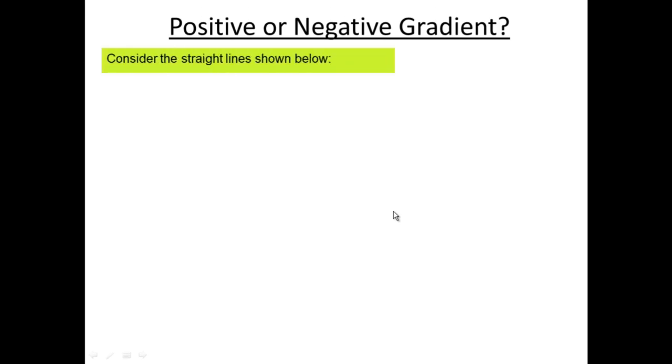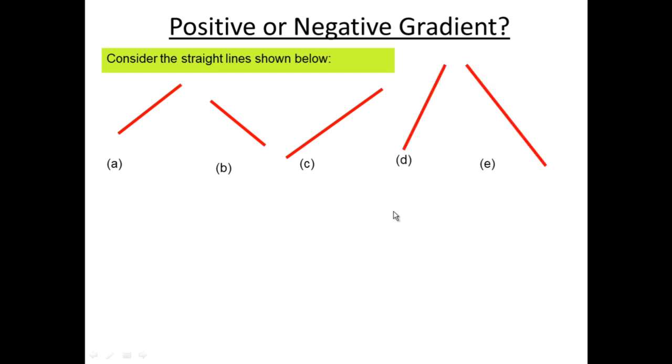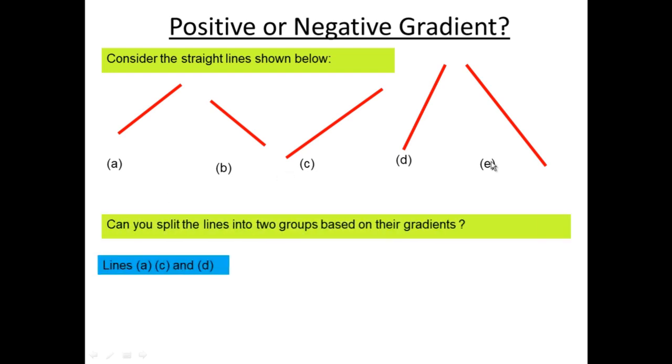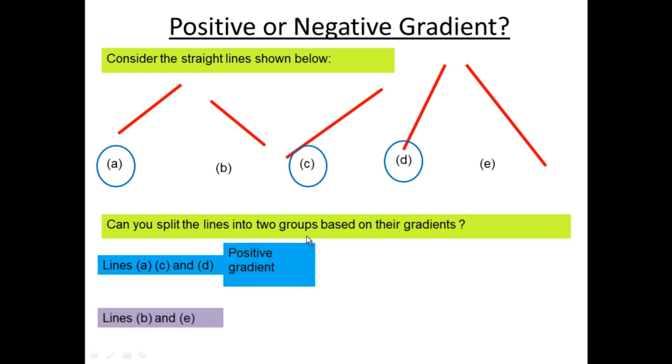Look at this following picture. Which one positive gradient and then which one negative gradient? Look at the line A, C, and D. A, C, and D include into positive gradient. Why? Because all of the line upwards from left to the right.